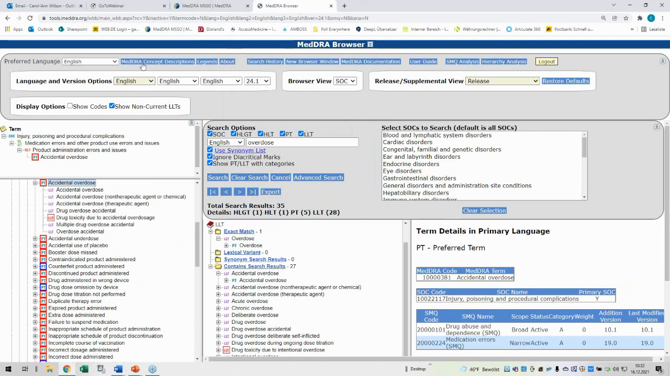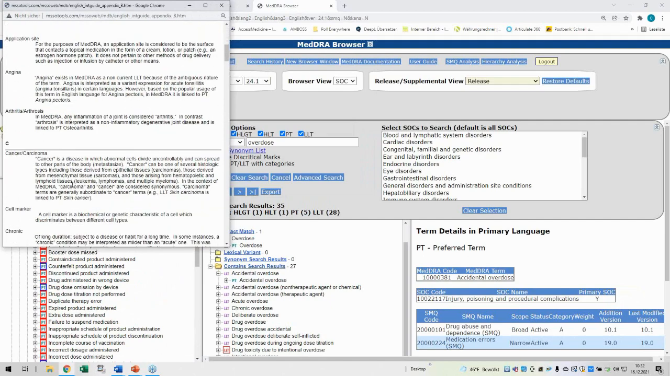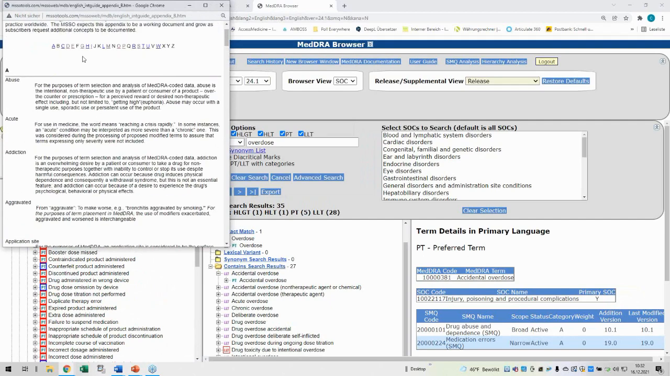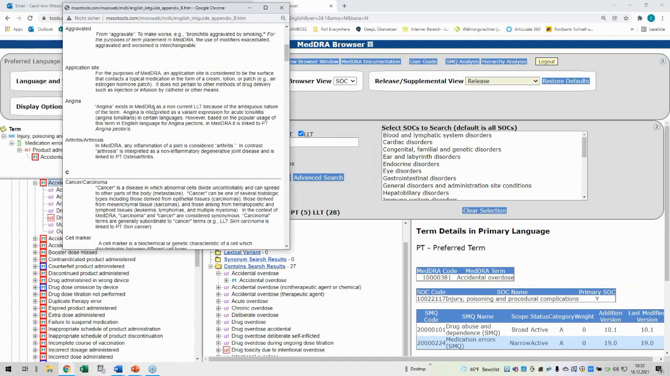Let me show you some other reference that you can use if you're not sure about the meaning of certain terms. Then refer to the MedDRA concept descriptions. So these are not medical definitions, but are descriptions on how certain terms are interpreted and classified in MedDRA. Abuse, you see abuse, addiction, and other terms. So all these descriptions are, of course, reconciled with regulators, so you can use them. It's not just the MSO coming up with these descriptions.